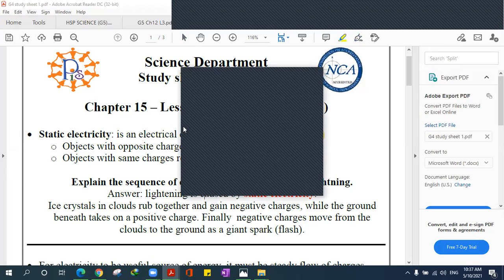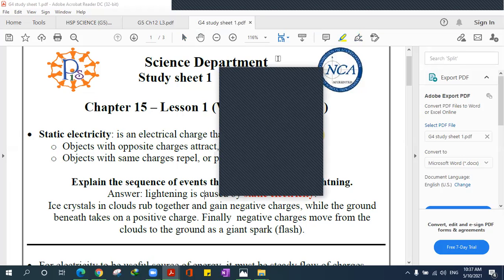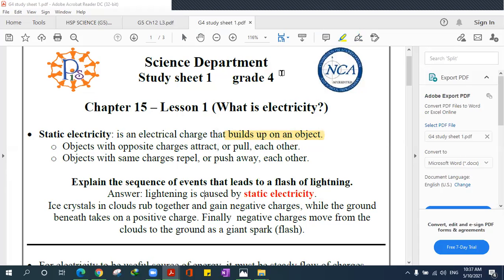So static electricity is a type of electricity that builds up on objects, like the one we did, like all of us kept dropping things on our heads. So what happened there is that we created static electricity. All the charges built up on the object that we rubbed against our heads, and this object attracted things with opposite charges. Because if you still remember, opposite charges attract or pull, while the same charges repel.